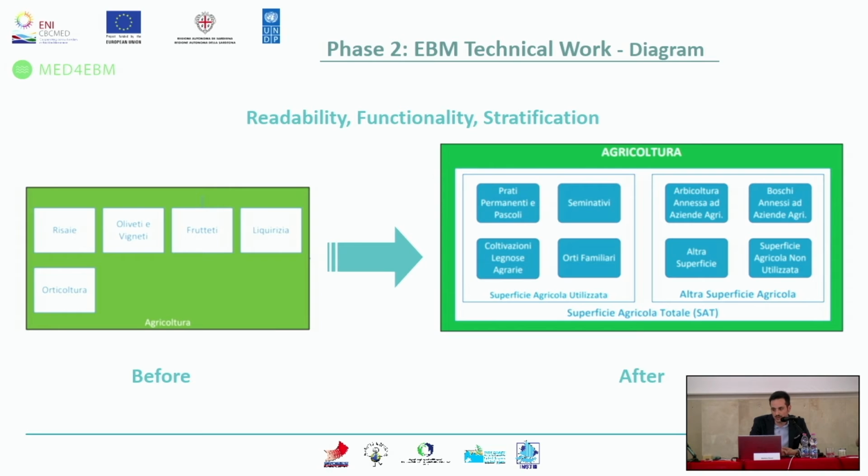This is how the agricultural component of the diagram evolved after our work. Of course, the components that had been identified by the stakeholders have not been deleted, but absorbed in the new components. And the same work has been done with the other components of the diagram.